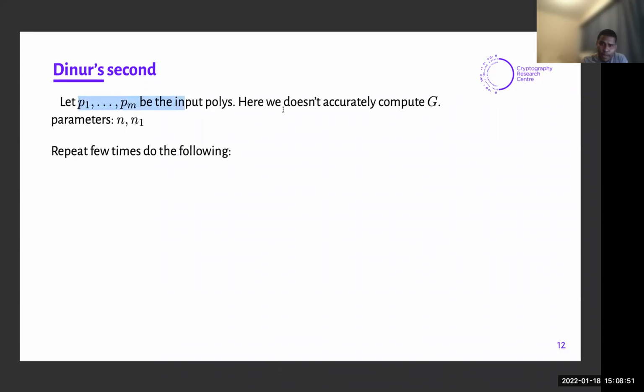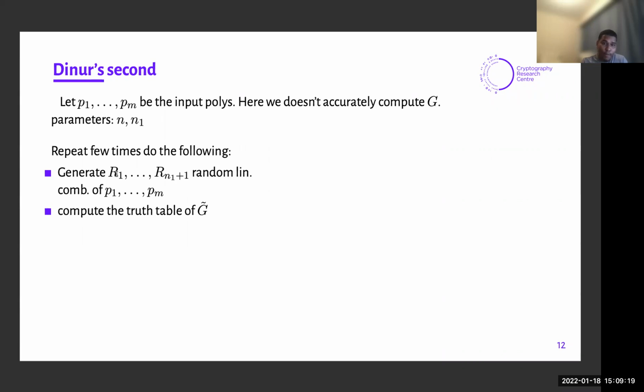So here again, the input polynomials. And here we don't want to produce a lot of approximations of J. What we want to do is the following. We're going to use fewer parameters, only n and n1, and we're going to repeat this loop just a few times, let's say 4 or 5 times. So we are going to generate random linear combinations of the initial polynomials, and we are going to compute the truth table of one approximation polynomial. Remember, to produce this approximation polynomial, we start by taking a random linear combination. And this is going to be the truth table of the approximation of J given by these initial random polynomials.